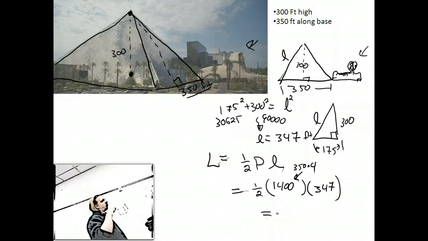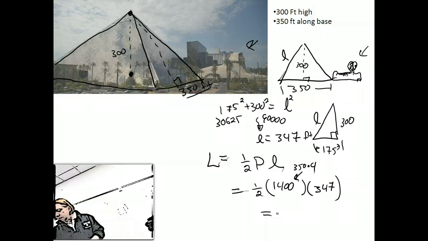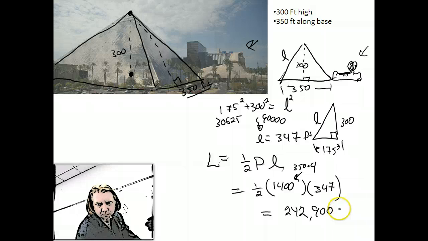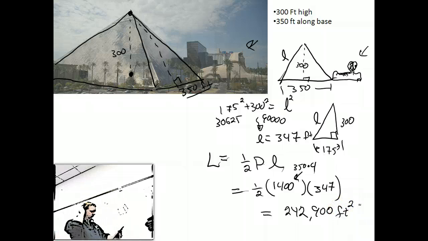By doing half perimeter times slant, I'm finding the area of all four of the triangles that make up the sides of the pyramid. I could do that separately. I could do half 350 times 347, and then multiply that by 4, and I'll end up at the exact same place. It's operationally the same. So take that times 347, divide that by 2, and I get a final answer of, wow, is that right? Yeah, I guess so. 242,900. So 242,000 square feet of glass make up the sides of that pyramid.